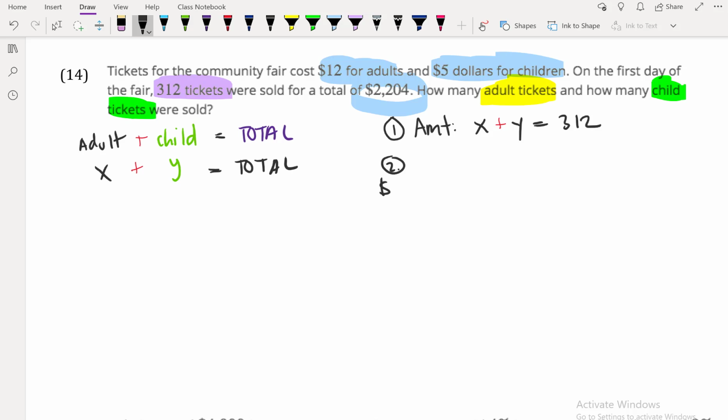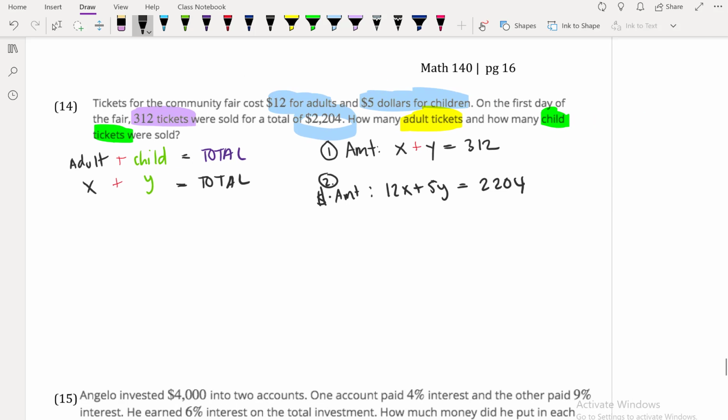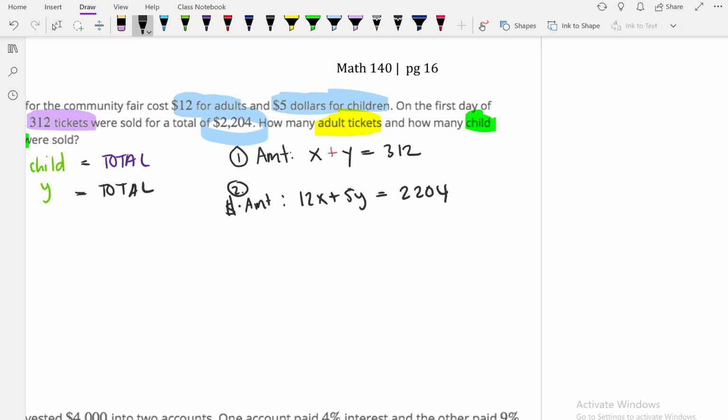My second equation is going to be my money times the amount. So I'm multiplying. So here X represents my adult tickets, which is $12. And each child ticket is $5. And the total amount of money is $2,204. So now I have my two equations. And now what I would like to do, what might be the easiest thing to do here, is I'm going to go ahead and just solve for the Y variable by itself. So I would get Y is equal to 312 minus X. All I did was subtract X from both sides.